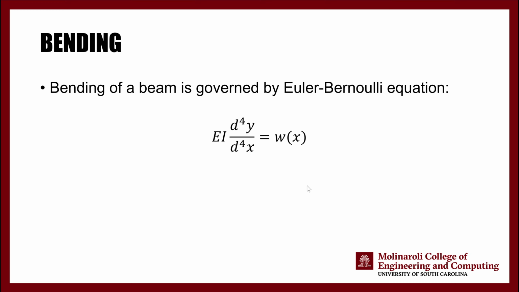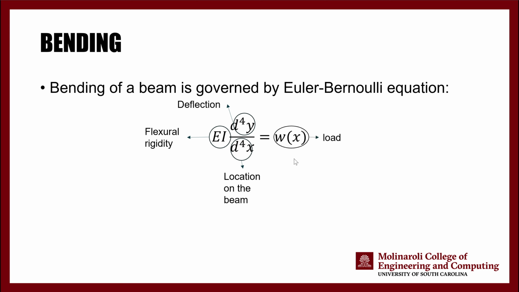Okay, how should we analyze bending? What is the governing equation for bending? Bending of a beam is governed by the Euler-Bernoulli equation, which essentially says the flexural rigidity multiplied by the fourth derivative of deflection with respect to the location on the beam has to be equal to the load. And the load can be a distributed load or can be just a point load that is exerted on a specific point.